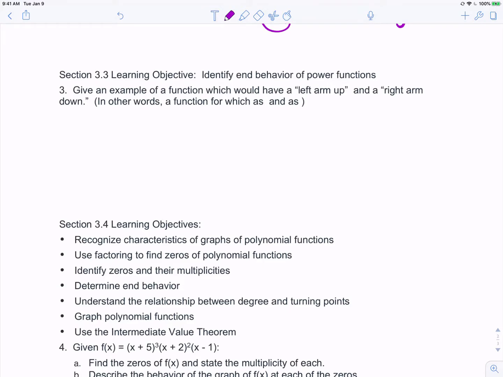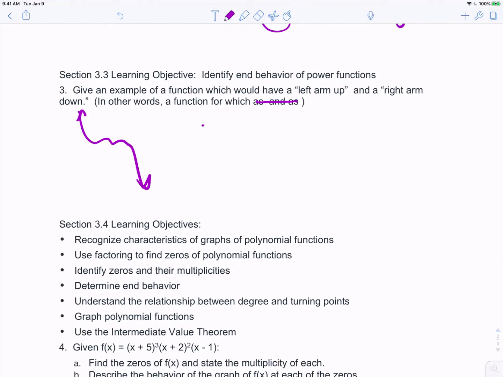Okay, moving on. Give an example of a function which would have a left arm up and a right arm down. Okay. All right. This didn't translate well when I downloaded it, so I'm not really sure what this says. Let me see if I can find it in the original. Oh, okay. So that had the arrow notation, which didn't translate well when I put it into my note-taking application. But here's the idea. Left arm up, right arm down. You can do whatever in between, but this is the overall kind of function we want.